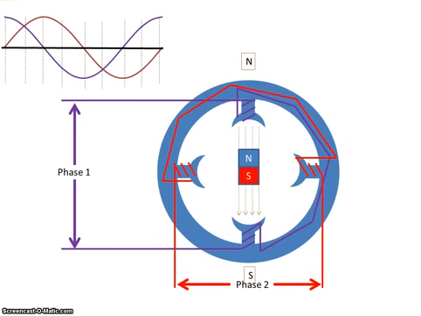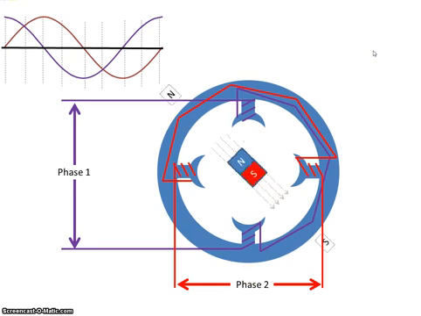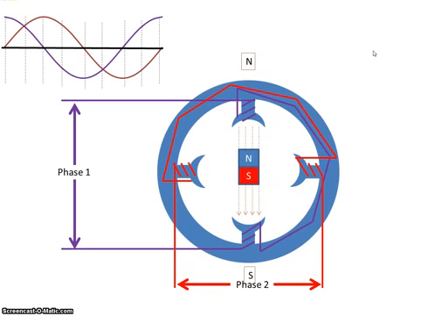Now, this is the principle of AC motors. We have a rotating magnetic field. If I stick a magnet in there, what's the magnet wanting to do? Well, the magnet will want to follow the rotating magnetic field. And that is the basic principle of an AC motor.